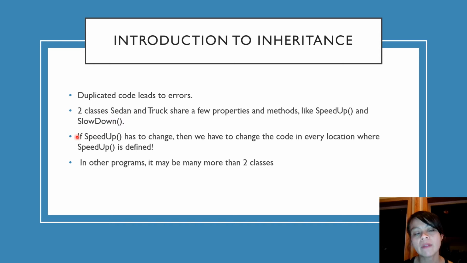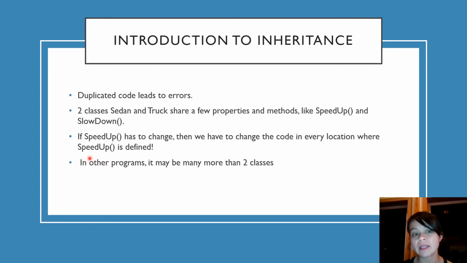If the method speed up has to change, then we're going to have to change the code in every location where speed up is. So you have to go into sedan and change speed up. Maybe you want it to increase by 5 instead of increase by 10. If that's the case, then we also have to go into truck and make sure that speed up in truck also increases by 5 now instead of by 10.